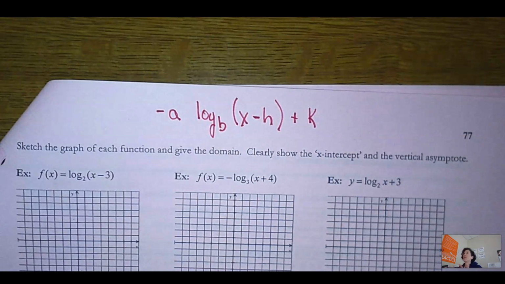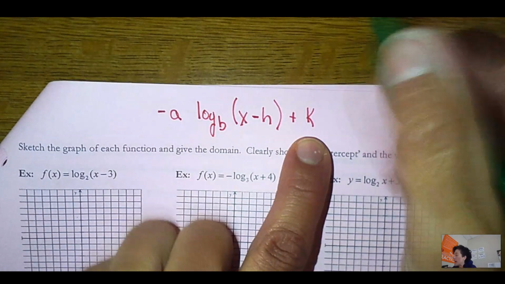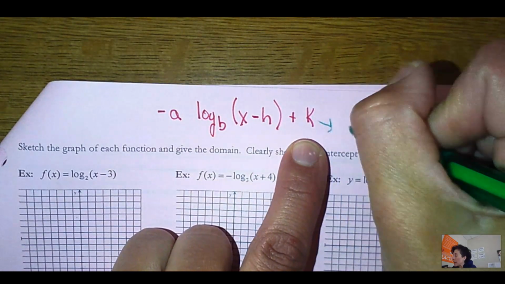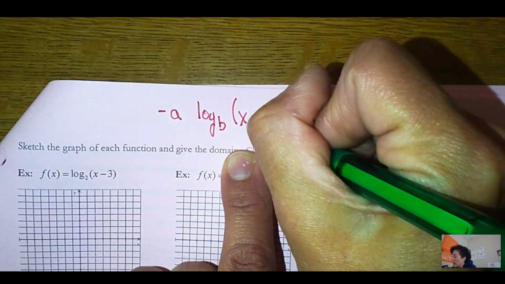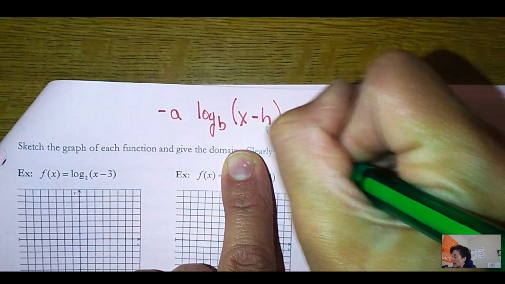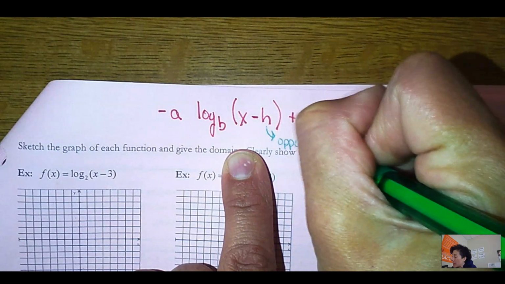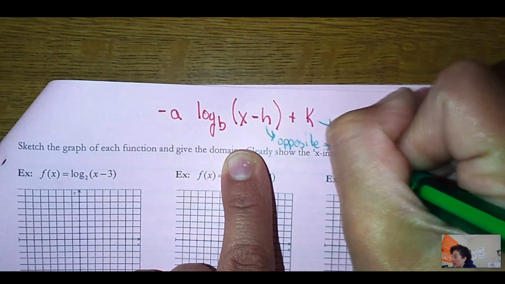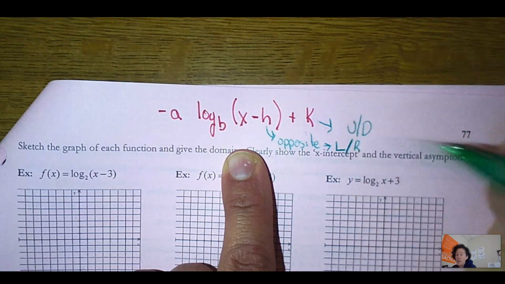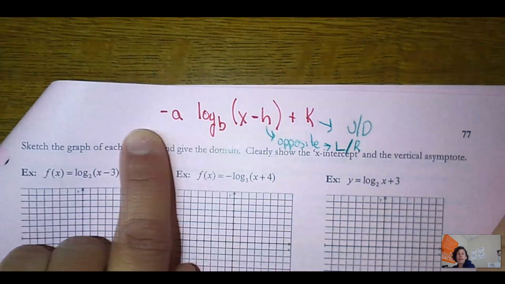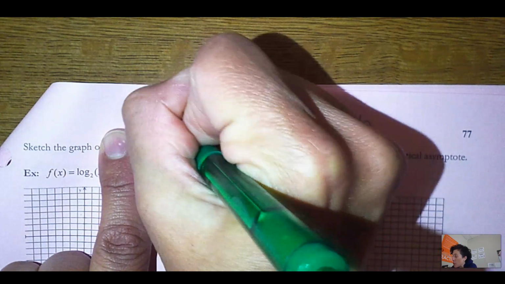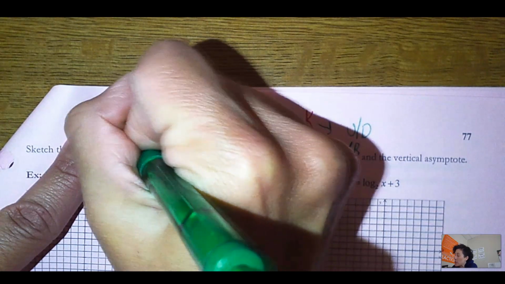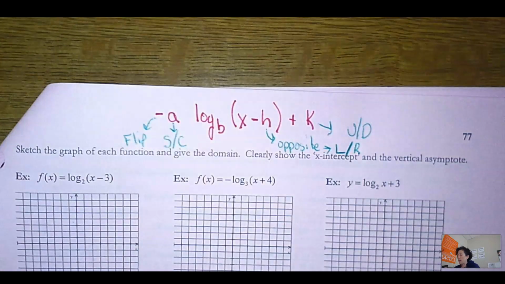And they all still have their same jobs. So k, we'll start here, is going to be our up and down value. h is where we're going to take the opposite. And remember, that's your left and right direction once you do the opposite. And then your a is your stretch or your compress. And the negative is going to tell you to flip the shape.